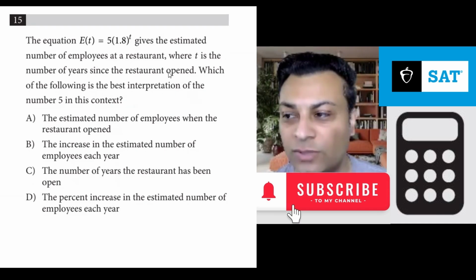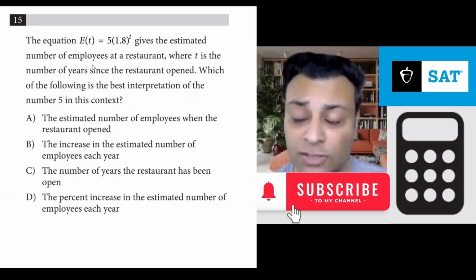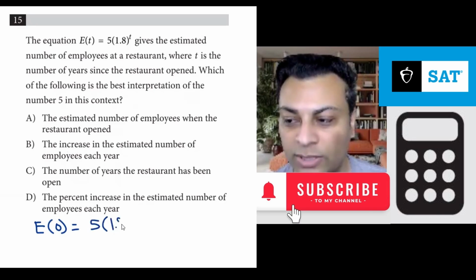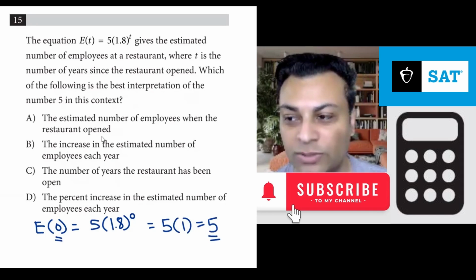T = 0 is when the restaurant opened. T is the number of years since they opened. So if t were 0, you would get E of 0 is 5 times 1.8 to the power of 0. Anything to the power of 0 is 1. So this is 5 times 1, which is 5. So when the restaurant first opened, they had 5 employees, the estimated number of employees when the restaurant opened. So that's the answer. It's A.